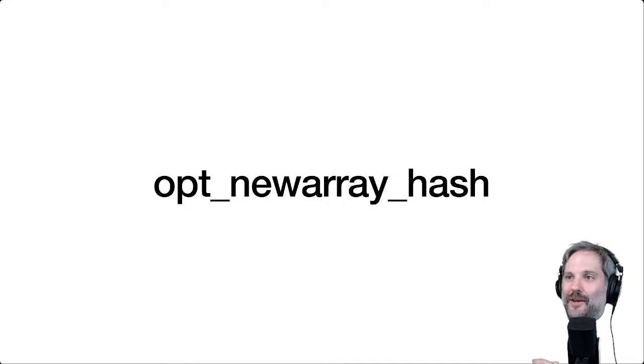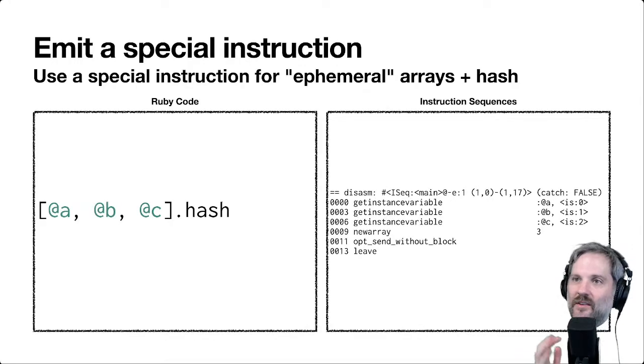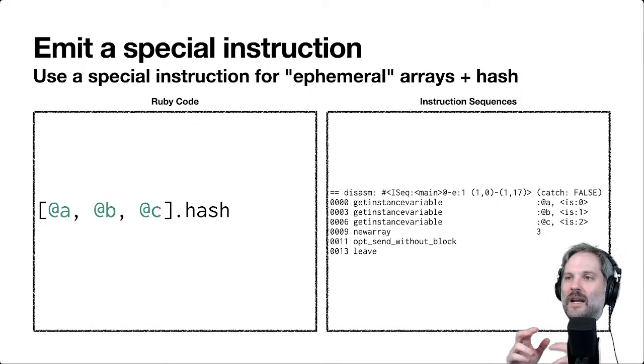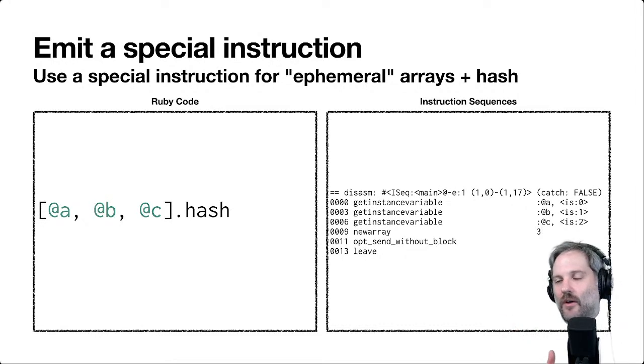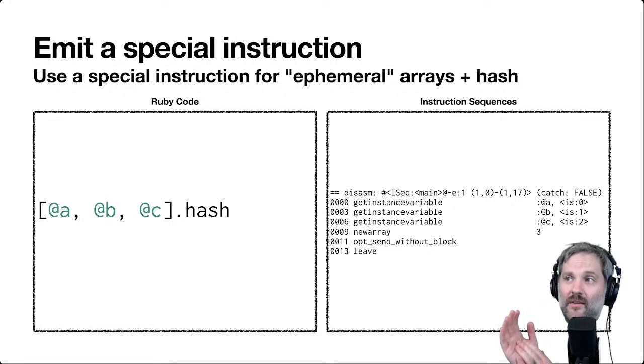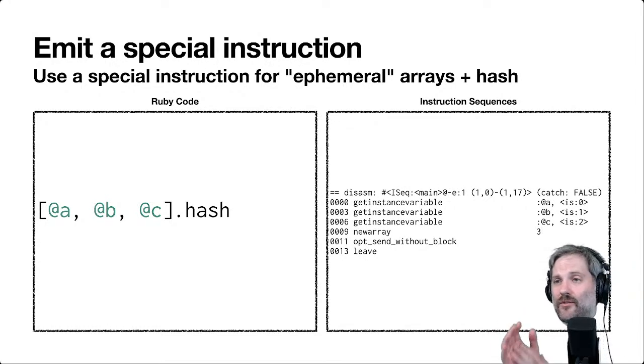Well, thank you, Sam. So we're going to introduce a new instruction called opt new array hash. And in this case, this instruction is going to be used for ephemeral arrays that have the .hash method called on them. So if you look at this code, you can clearly see we're never going to use this array. We're just going to call the .hash method on it and return that.